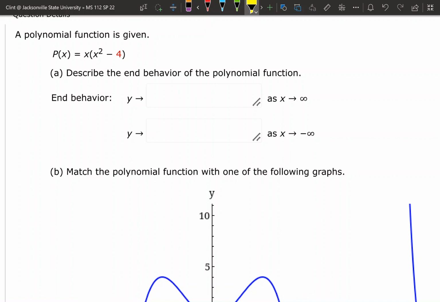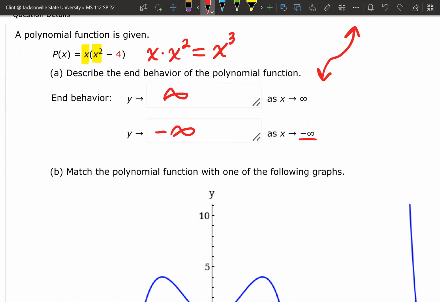But remember our shortcut, we can just multiply the term with the biggest exponent in each one of the factors together. So here that would just be x times x squared. And that will give us our leading term. So that would be x to the third. And then that's odd exponent, so the ends go in opposite directions. Positive leading coefficient, so it goes down to the left, up to the right. Okay. So y values go down on the left, go up on the right.